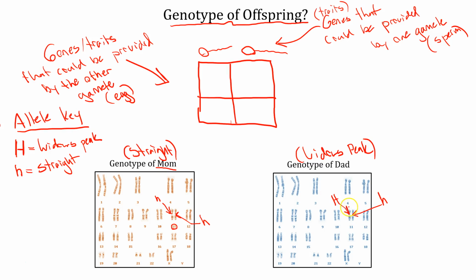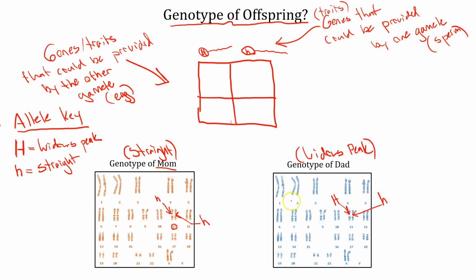So there are 2 combinations of sperm that dad is producing. When he's producing millions of sperm each day, about half of them are going to carry this gene and the other half are going to carry this gene. So here are the different combinations. You could have one that's carrying the big H, or one that's carrying the little h. And that would be the same for all the different traits. For any of these chromosomes, there are 2 combinations: the sperm can carry this one, or it can carry this one.